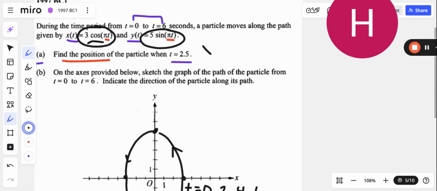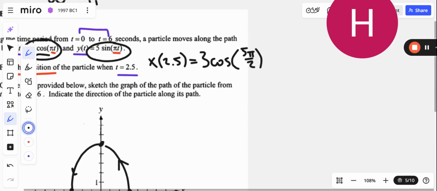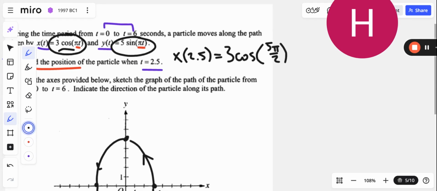So that means x of 2.5 is going to be 3. Remember, 2.5 is also 5 over 2. Cosine of 5 pi over 2. Well, 5 pi over 2, cosine of that is 0. 3 times 0 is just 0. Okay.